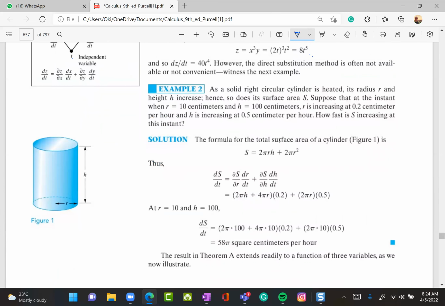This is just an example. A solid right circular cylinder is heated, with radius r and height h increasing. So the radius extends, as well as the height extends.